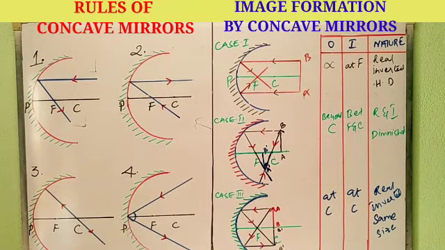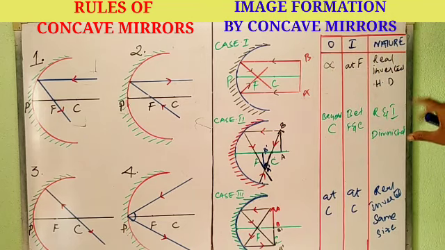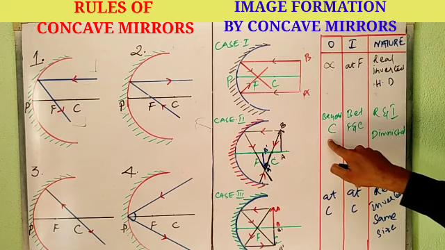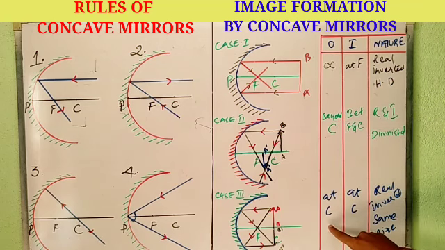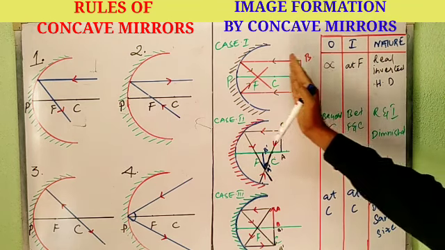So first case, real, inverted and highly diminished image is formed. Second case, real, inverted and diminished image is formed. Third case, real, inverted and image of same size is formed. First case, object is at infinity. If you observe, there is a pattern in this. First the object is at infinity, next it is beyond C, and in the third case it is at C.